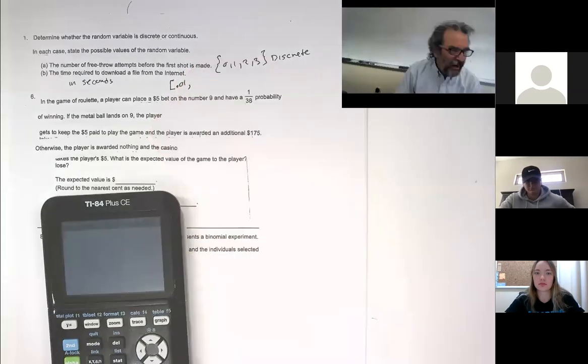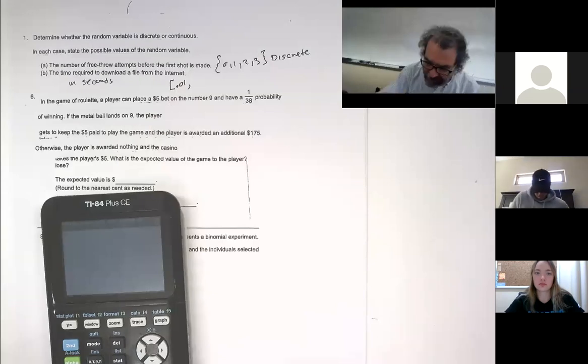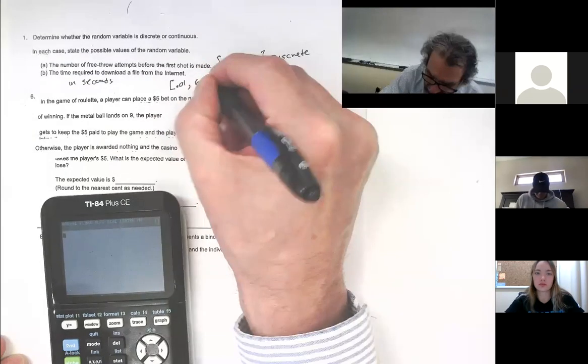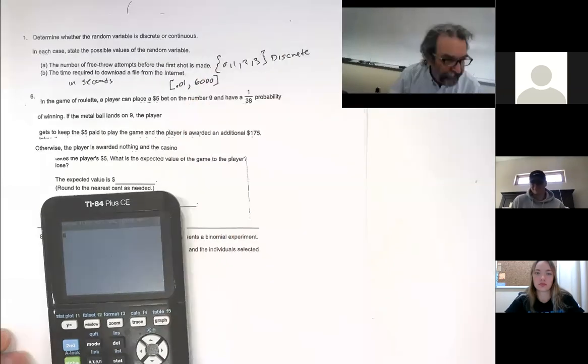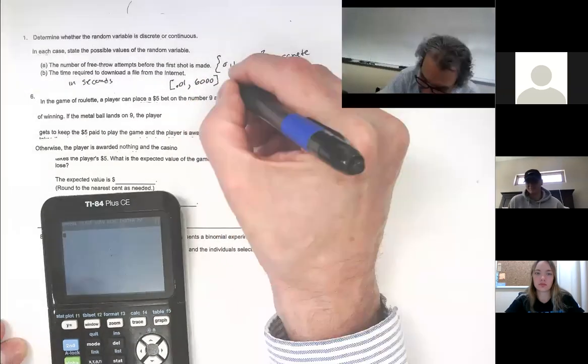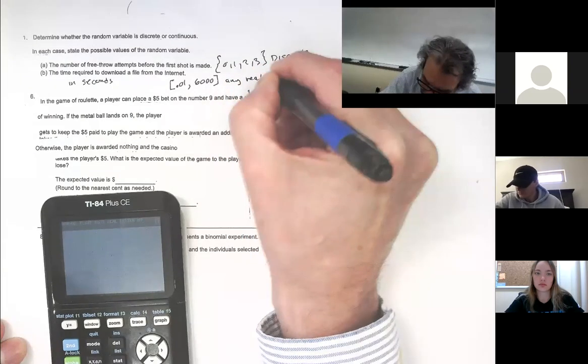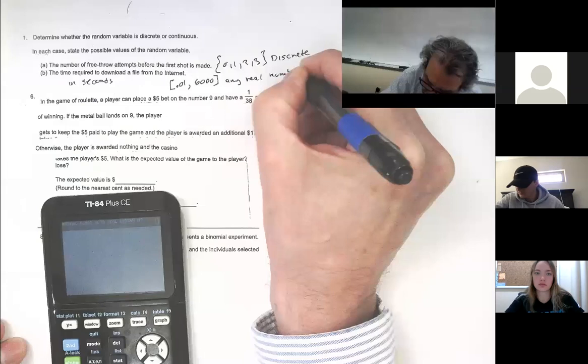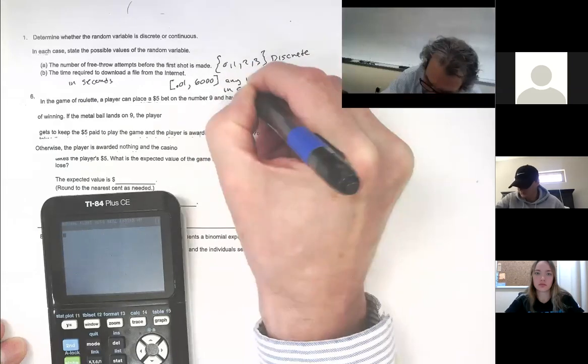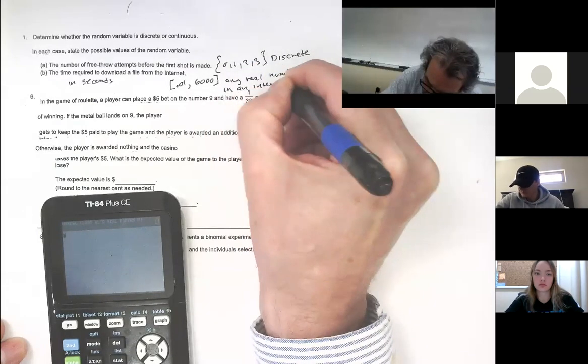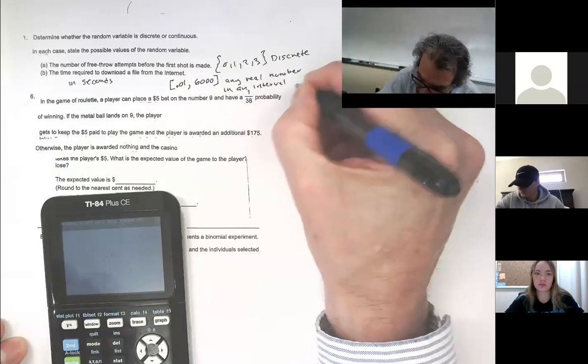And then possibly it could take an hour, right? It could be a huge number. I don't know what to put. Maybe 6,000 seconds. I think I'd give up way before that. And the idea is that's an interval, any real number in an interval. And that makes it continuous.